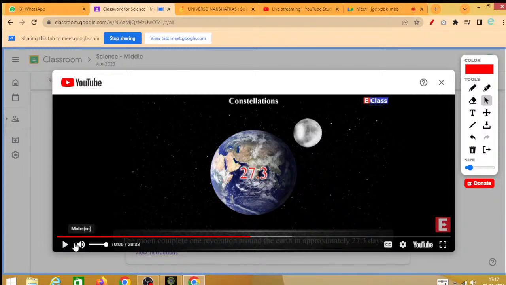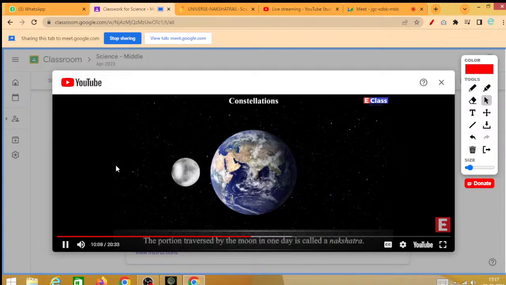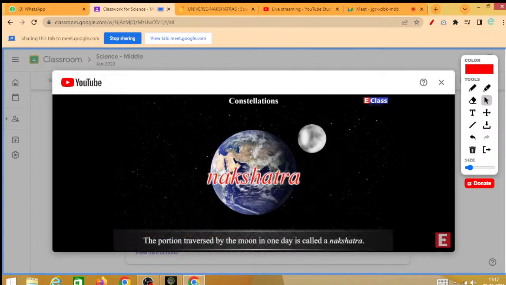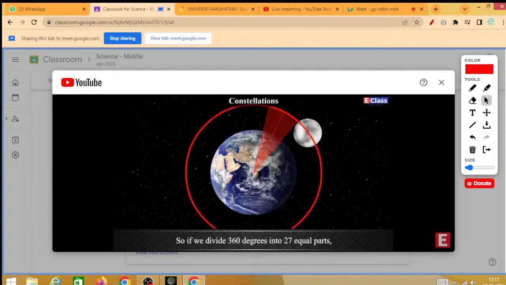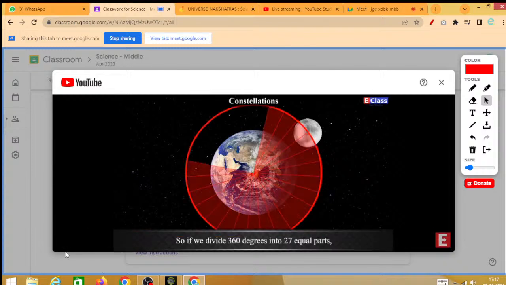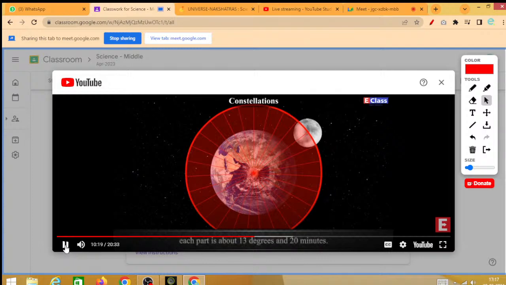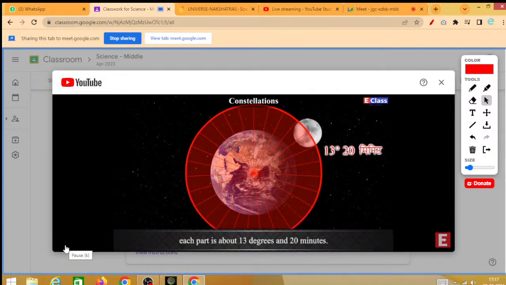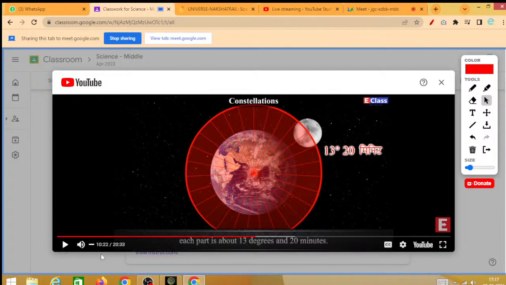Now let's go ahead. The portion traversed by the moon in one day is called a nakshatra. So, if we divide 360 degrees into 27 equal parts, how much is each part? About 13 degrees and 20 minutes. So it is only this much that the moon travels in one day, 13 degrees on the circle, because it's a circular path. So from here to here, 13 degrees 20 minutes. So every day it traverses only 13 degrees.